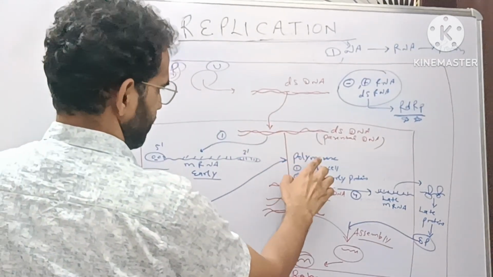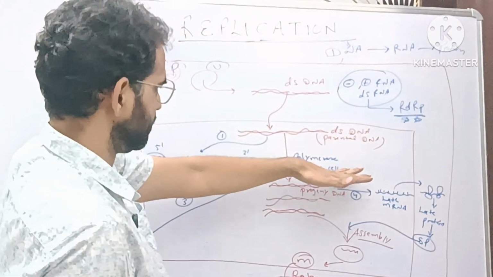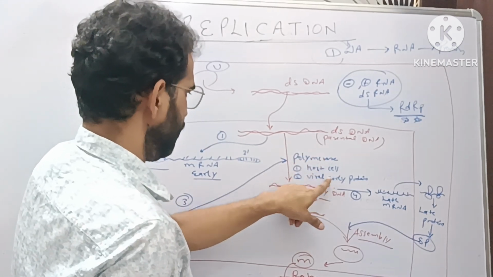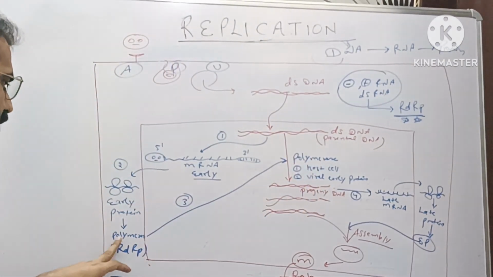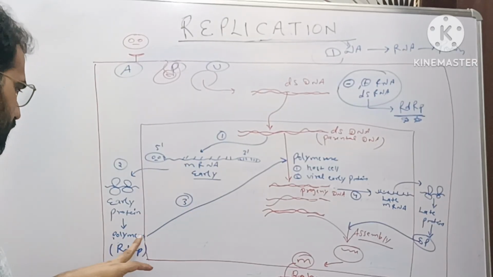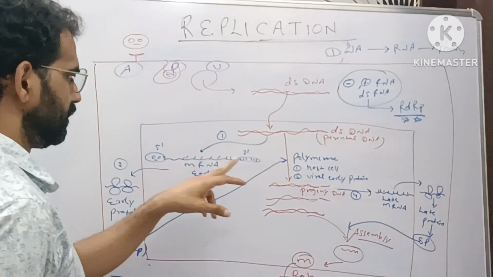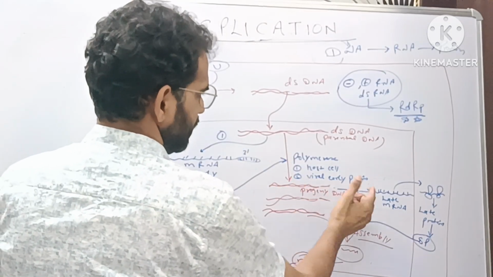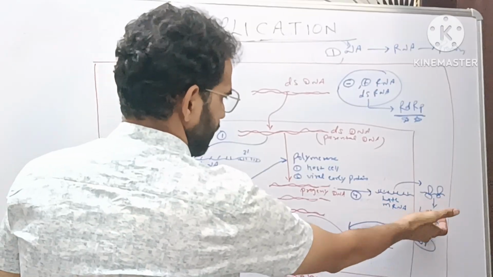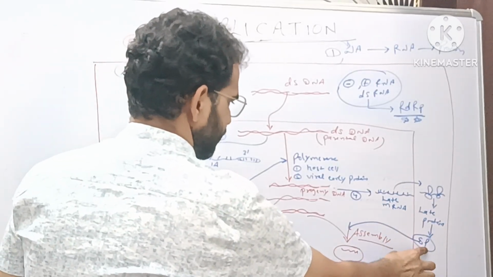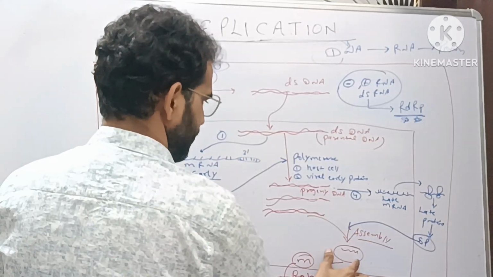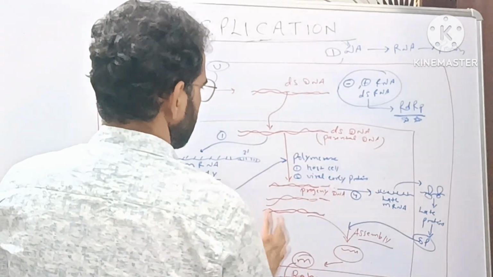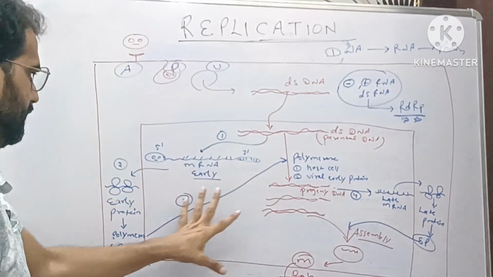So these are the steps of replication from parental DNA to progeny DNA. It will not take place without the help of polymerase enzyme, which could come from the early protein or from the host cell. Then this progeny DNA makes late mRNA and late protein, which are nothing but structural proteins. They assemble and make the virus particle. So these are the steps involved in DNA virus replication.